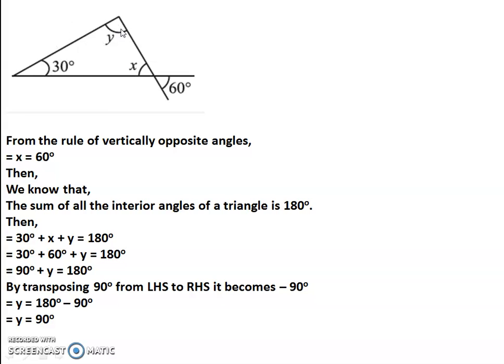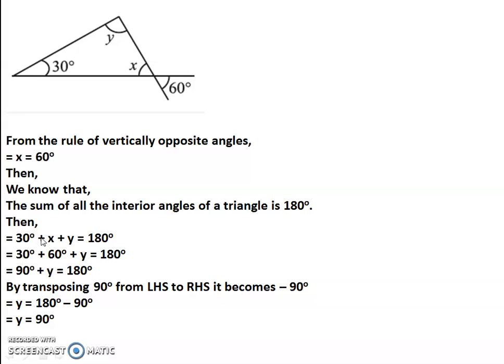Now, consider this triangle. You know, this is 30 degree, x is equal to 60 degree. Then how will you find angle y? You know that the sum of all the interior angles of a triangle is 180 degree. So, you can write 30 plus x plus y equal to 180 degree. That is 30 degree plus 60 degree plus y equal to 180 degree. What is 30 degree plus 60 degree? It is 90 degree. So 90 degree plus y equal to 180 degree.